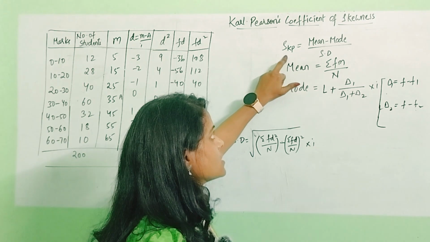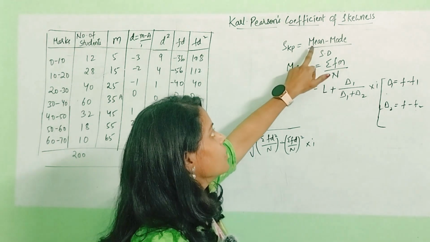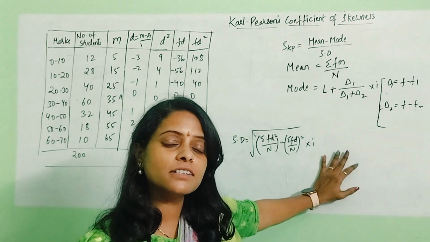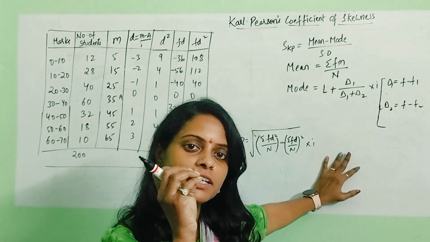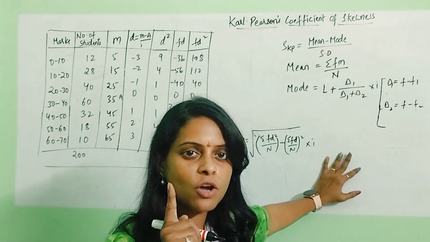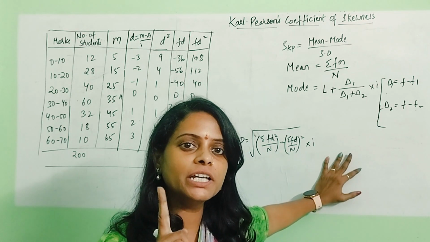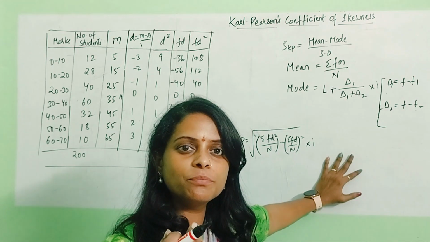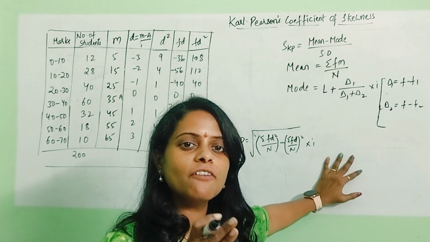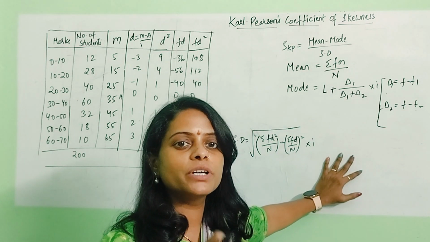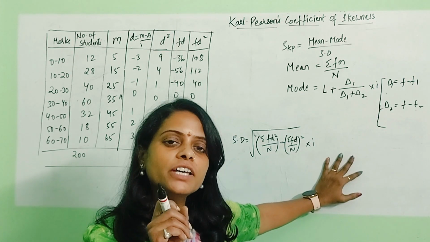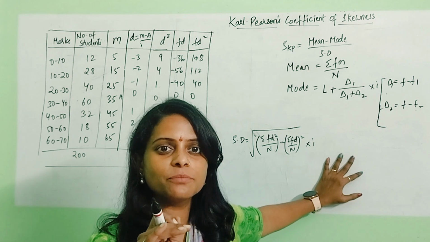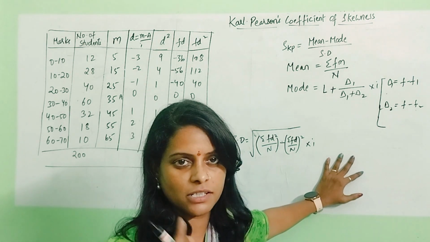It is represented as SKP, that is mean minus mode by standard deviation. Remember one thing here: three problems are combined into one single thing. That is your mean, then your mode, then your standard deviation. We have already done all these problems separately. So in Karl Pearson's coefficient of skewness, we have to calculate each of them and substitute in that formula.